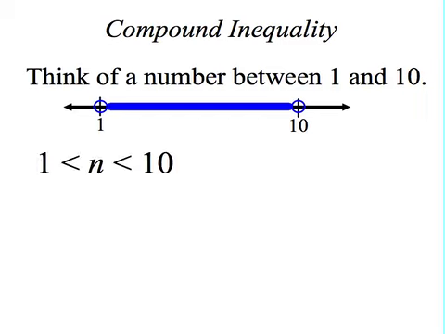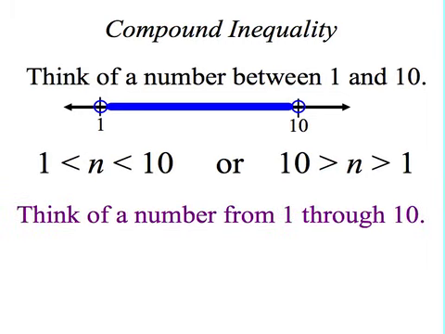And we can write that as what I call a triple. There are three quantities separated by two inequality symbols. And that's read 1 is less than a number which is less than 10. That could also be written 10 is greater than a number which is greater than 1.